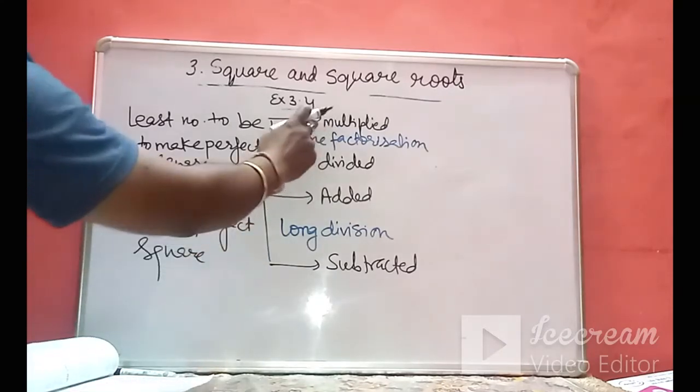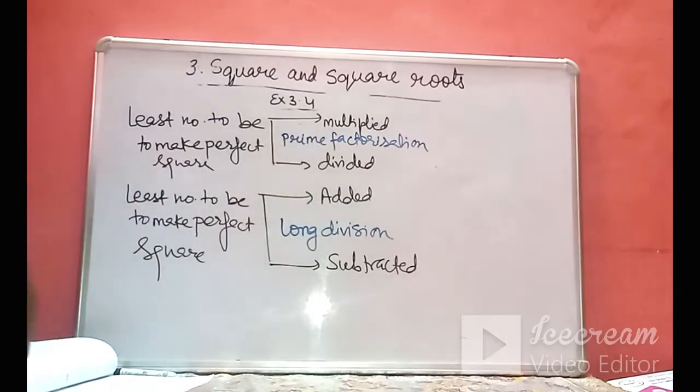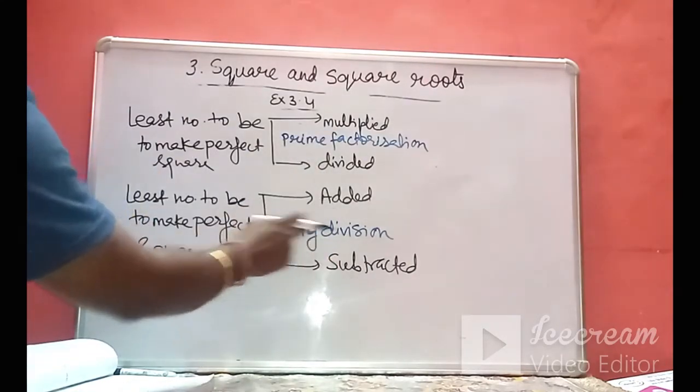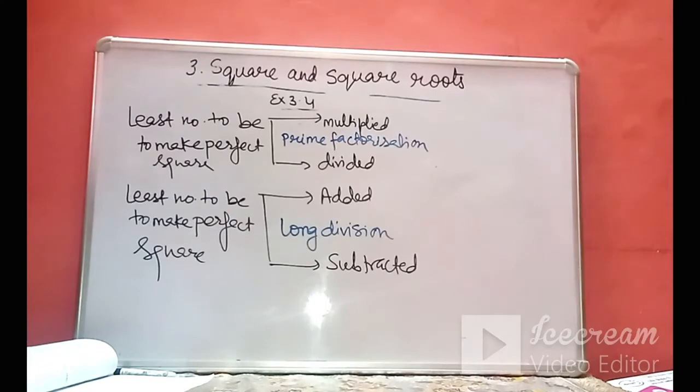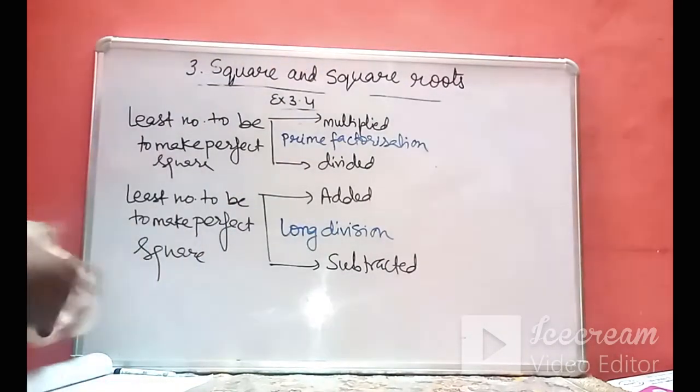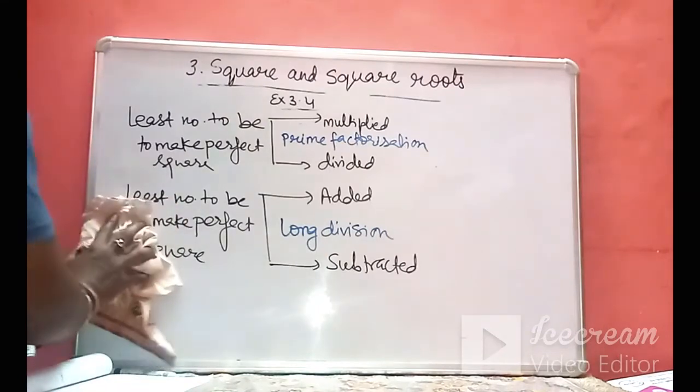for this operation we will use prime factorization. For added and subtracted we will use the long division method. Understood? So let's see a few problems related to this concept.